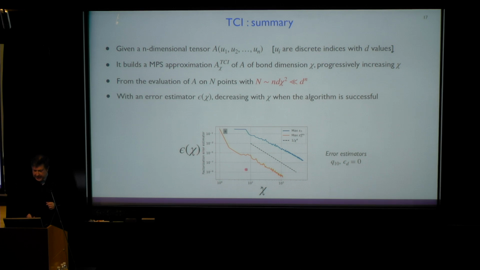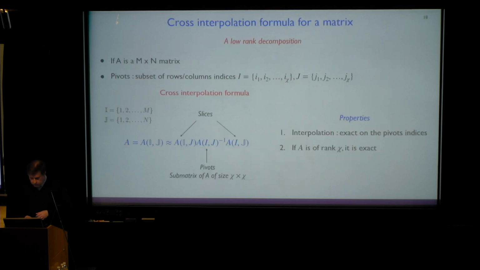As a function of chi, I can see when the algorithm progresses that my error decreases, here like 1 over chi to the 4. So I have an error estimate of my problem. Again, that's been shown before. That's the cross-interpolation formula for a matrix.